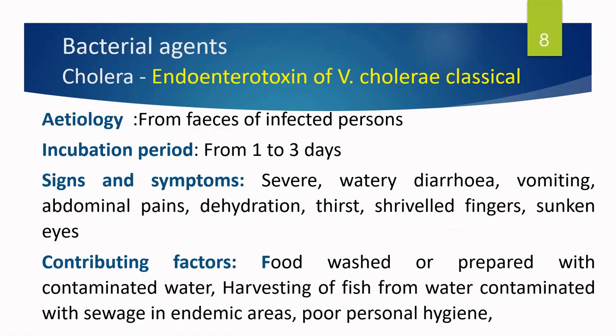Bacterial agents. The first one is cholera, caused by the endotoxin of Vibrio cholerae classical. Etiology is from feces of infected persons. Incubation period for the disease is from 1 to 3 days. Signs and symptoms are severe watery diarrhea, vomiting, abdominal pains, dehydration, thirst, shriveled fingers, sunken eyes.